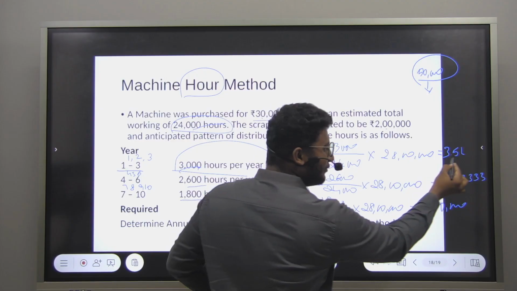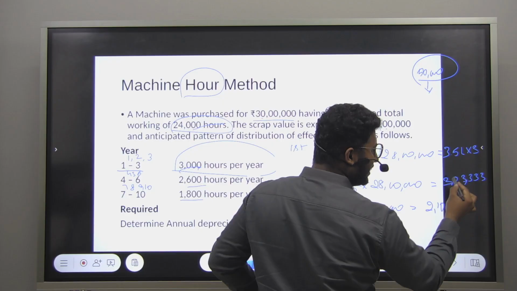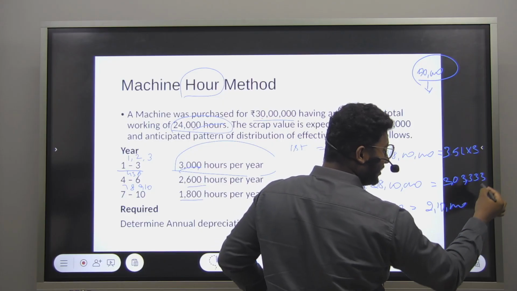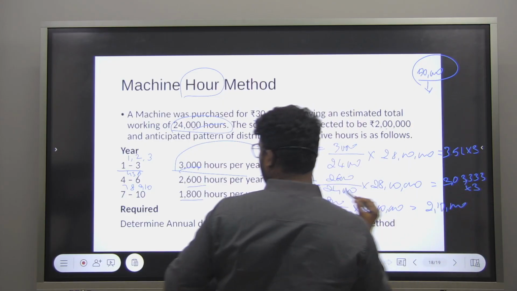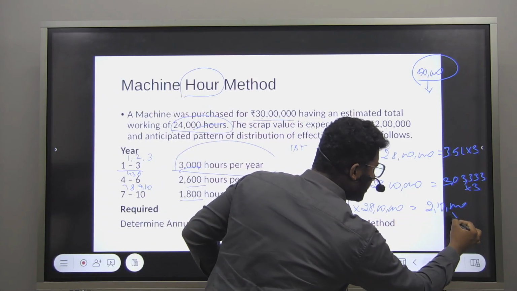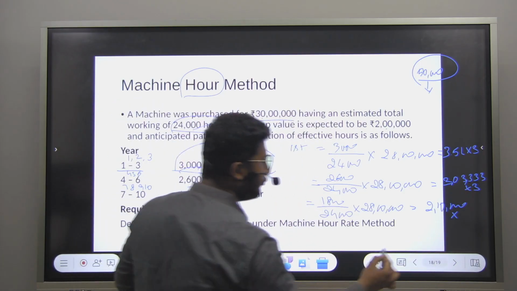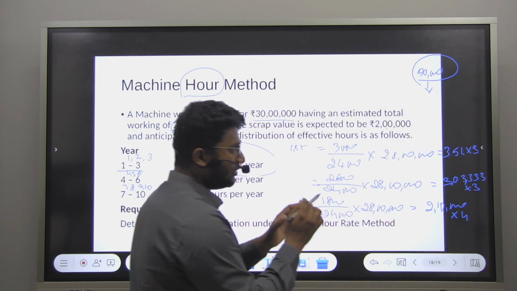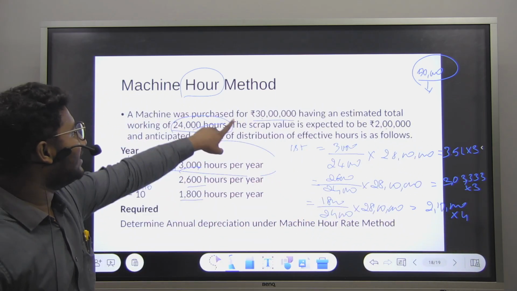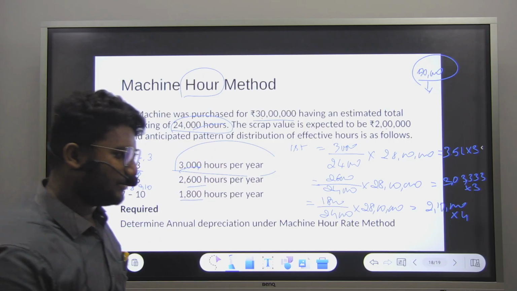This 3,50,000 depreciation is for 3 years. This 3,03,333 depreciation is for years 4, 5 and 6, 3 years. This 2,10,000 depreciation is for how many years? Years 7, 8, 9 and 10, 4 years. So if you add all together, you will get 28 lakh rupees, the total depreciable value of the machinery.